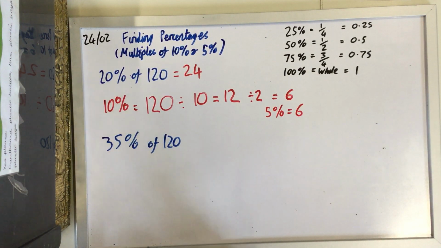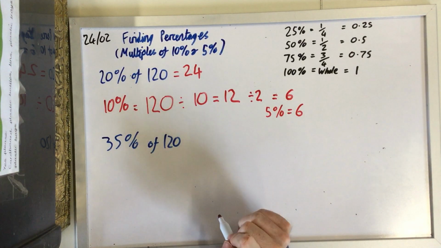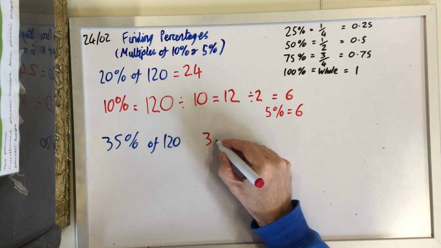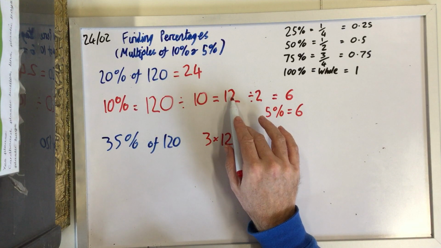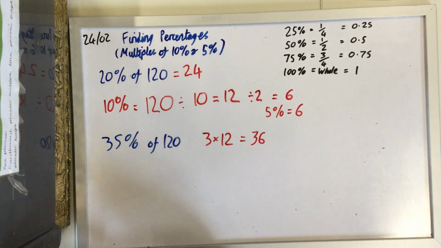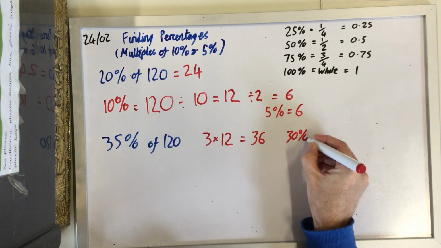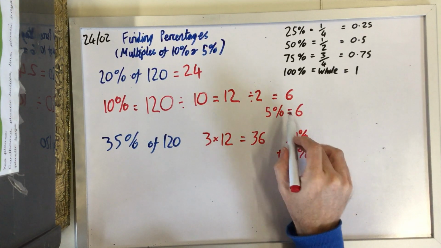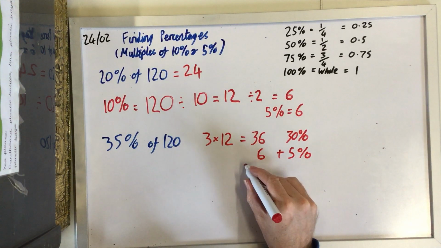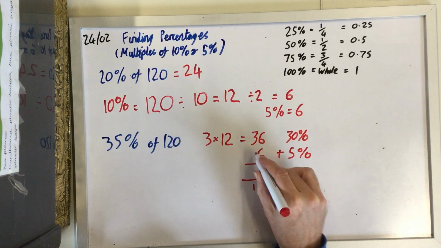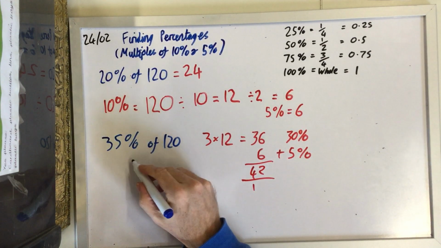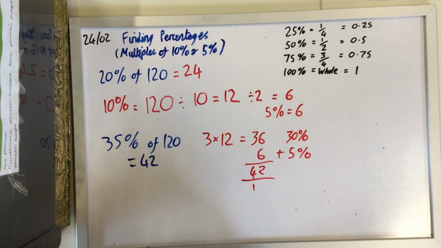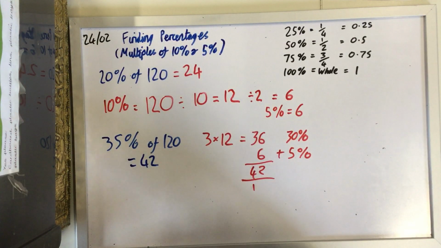So we want 35%. We're going to need 3 lots of 10%, so 3 times 12, because that's 10%, remember. 3 times 12 would be 36. That gives us 30% at the moment. And then we need to add 5%, so we add our 6. 36 add 6 is 42. So 35% of 120 is 42. By finding 10%, we can find 5% very quickly by halving it, dividing by 2, of any number.